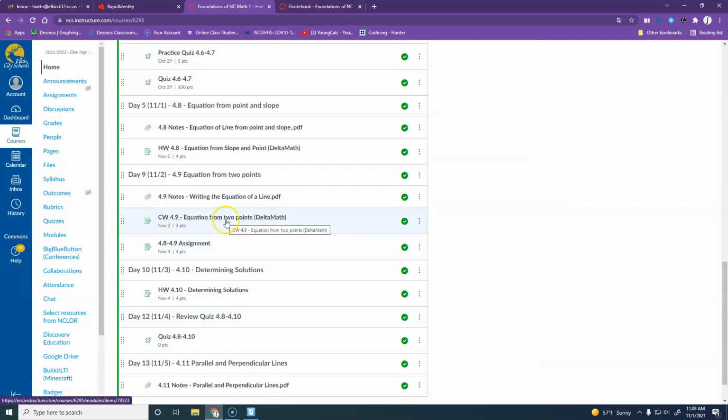On Delta Math, there's going to be one called equation from slope and point. Right now, it is set that you have to do 15 problems. However, if you guys are working really, really hard, I might decide that I can reduce that a little bit. You may use a whiteboard. It's 15 questions right now. And, you know, like if you miss one, it takes away. So you got to get 15 right.